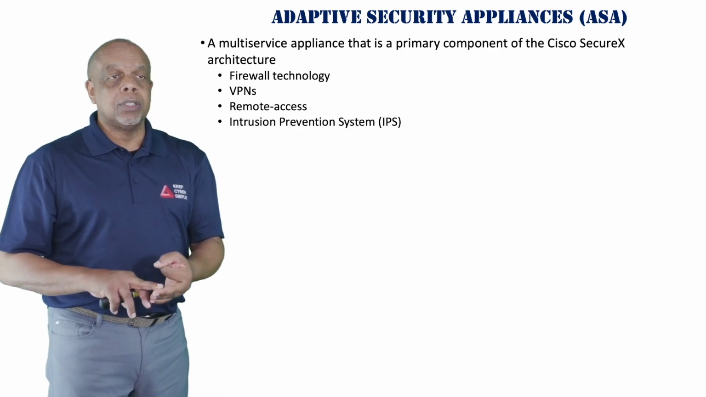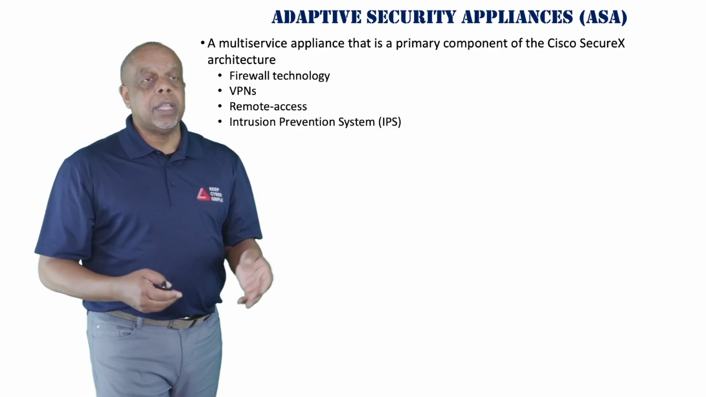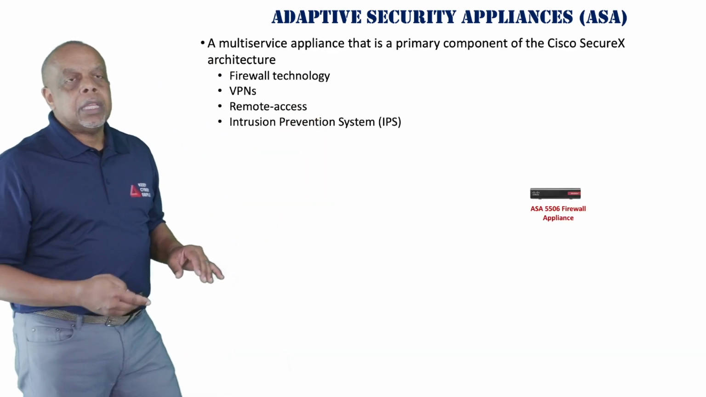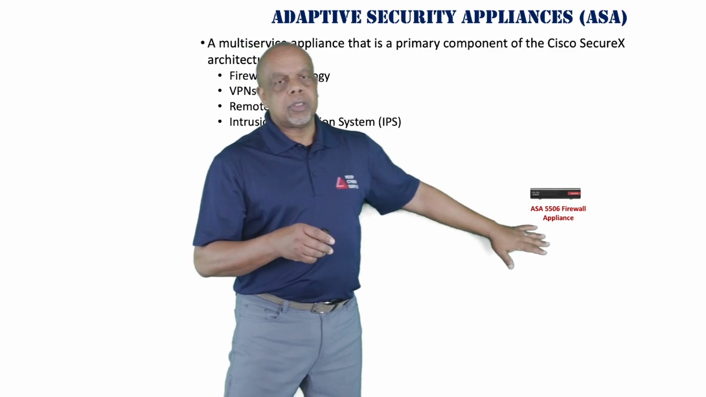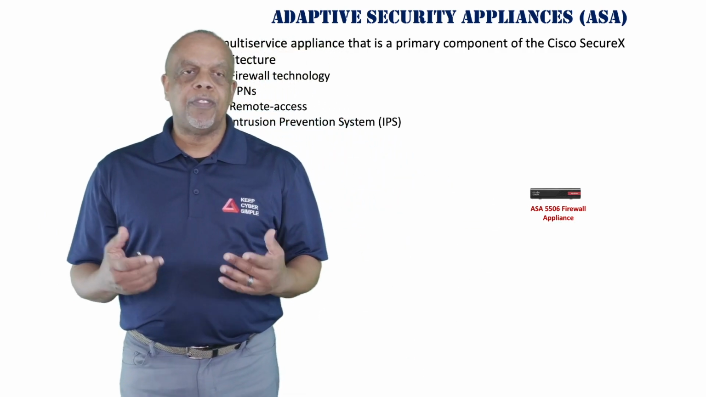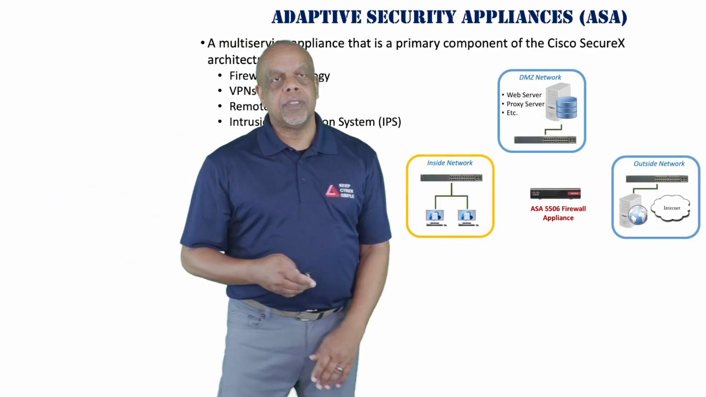You can have remote access into it. You can set up IPS, or intrusion prevention systems, across these types of devices. So in a nutshell, you may see some of these, and there are different families. I selected the 5506, from the 5500 family of firewall appliances, for this example.